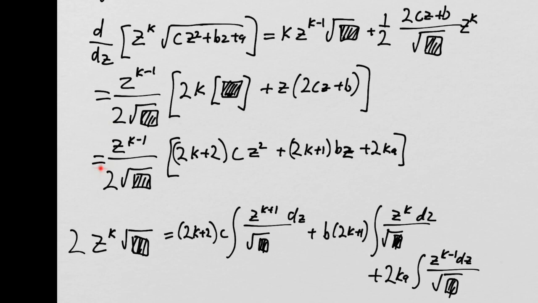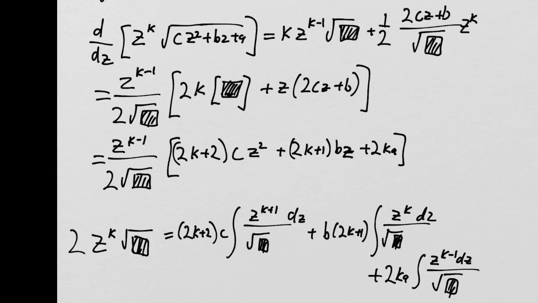Okay, so that's the integral of this term. Now the integral of that times this term is b to the 2k plus 1. Then this z goes to that minus 1 to give you z to the k over root box. And then the last one is just 2ka times this term, so 2ka z to the k minus 1, which is that factor over root box. So now I have this equation, which connects the integral of z to the k plus 1, z to the k, and z to the k minus 1.